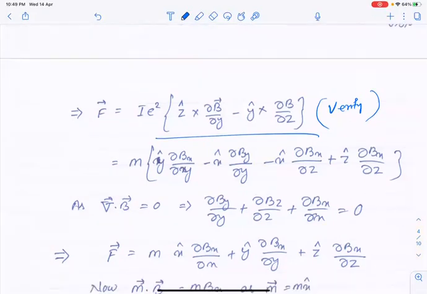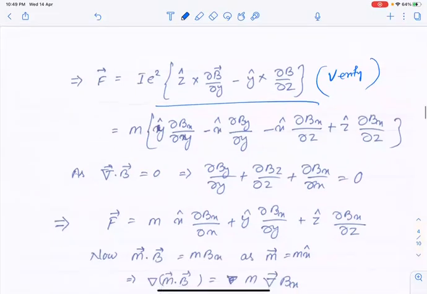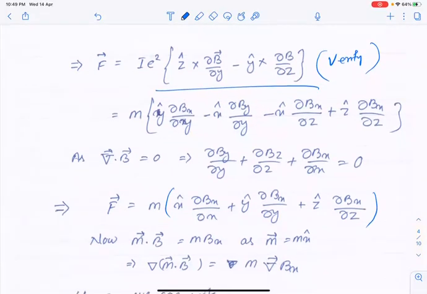If you use this and do some rearrangements, you will eventually find that your force is nothing but m x cap, and I think I'm missing a parenthesis here. So m times x cap del Bx by del x plus y cap del Bx by del y plus z cap del Bx by del z. Now you see m dot B is nothing but m Bx, because your m is nothing but m x cap.